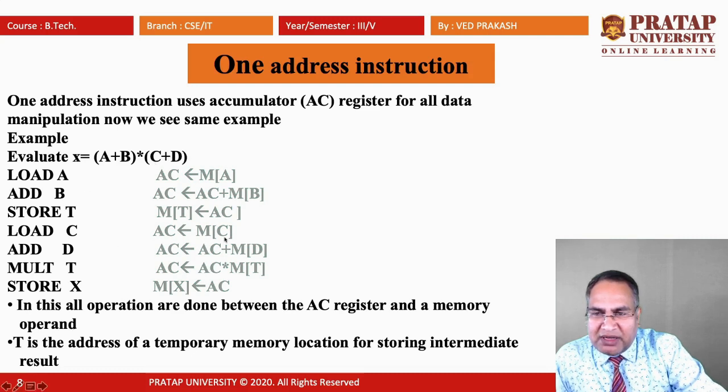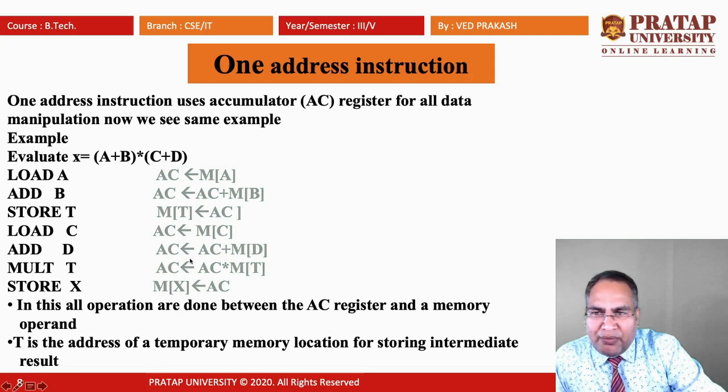Using this instruction, the contents of memory location C are transferred into the accumulator register, and we perform the add operation with D. So the accumulator contents are added with the memory location D, and the result is again transferred into the accumulator register. Now again we have to multiply the addition of A plus B by the addition of C plus D.